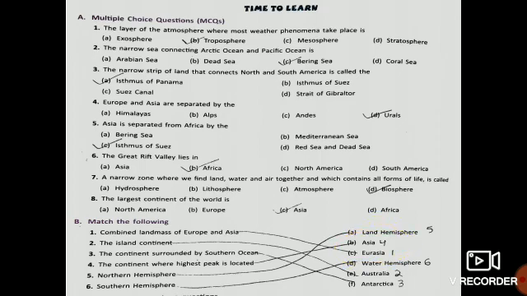The northern hemisphere is known as the land hemisphere and the southern hemisphere is known as the water hemisphere, because most of the northern hemisphere is covered with land and most of the southern hemisphere is covered with water.